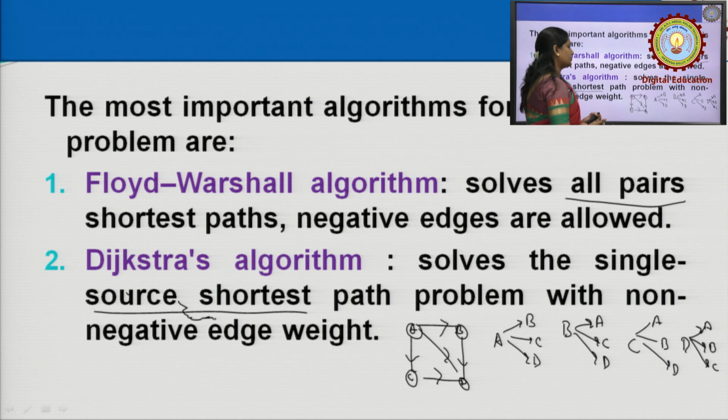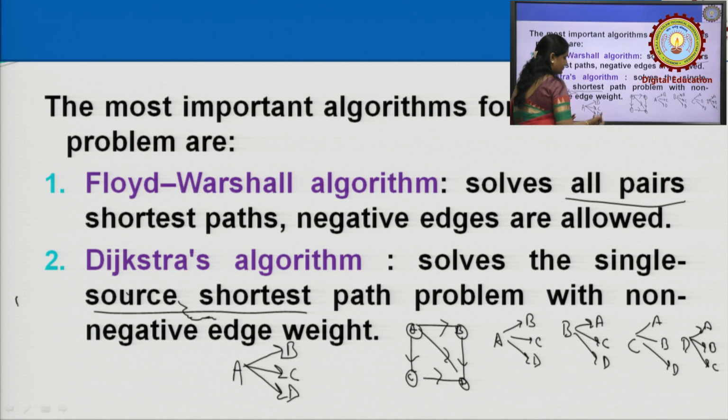In the single source shortest path problem, it takes a source vertex, any source vertex like A, and finds the shortest path to all the remaining vertices, like the shortest path from A to B, A to C, and then A to D. So, first we discuss the Floyd-Warshall algorithm.